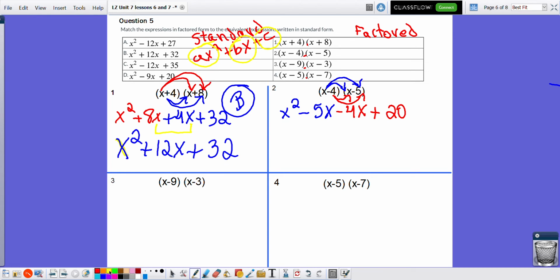So we know that now we need to combine like terms. We need to put negative 5x and negative 4x together. So now I have x squared, negative 5 and negative 4 will make negative 9x, and we have positive 20. So x squared minus 9x plus 20, that will be letter D. So I find it easy to work on the factor form and match the standard form. So now you can work on numbers 3 and 4.